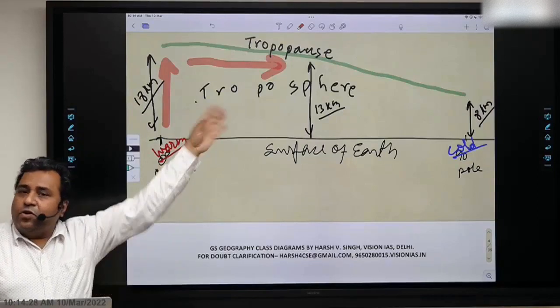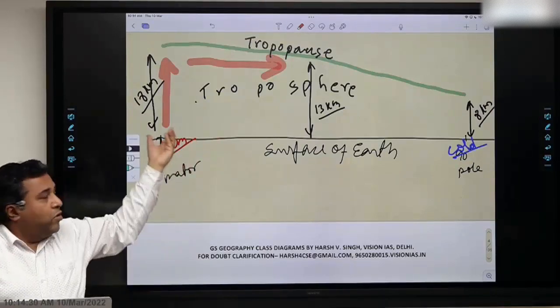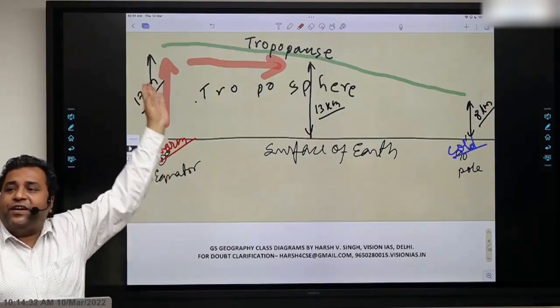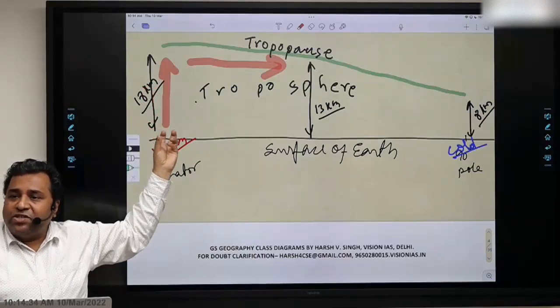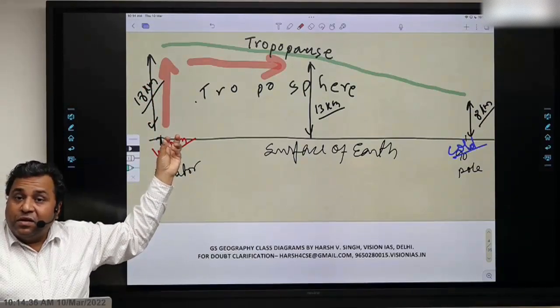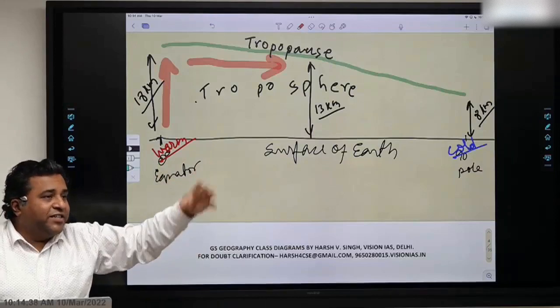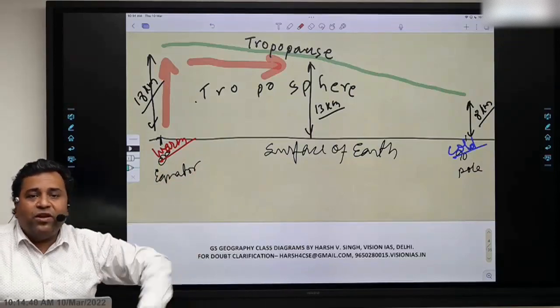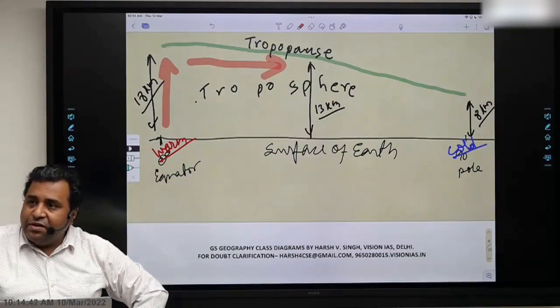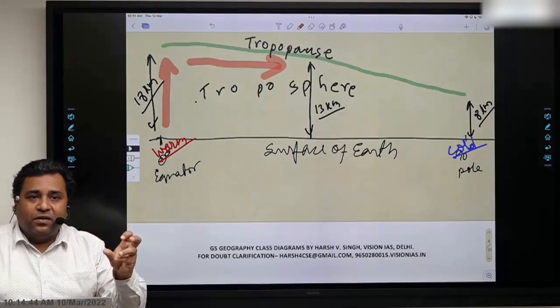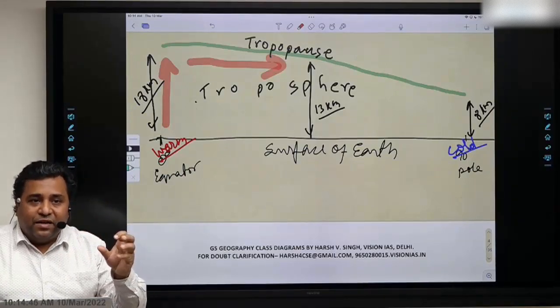So this air will go on the side, whereas at the same time on the surface, when this air has lifted, this region will have more pressure or less pressure? Huh? If you evacuate some region, it will have more pressure or less pressure? Less pressure. So once there is less pressure, right, what will happen?